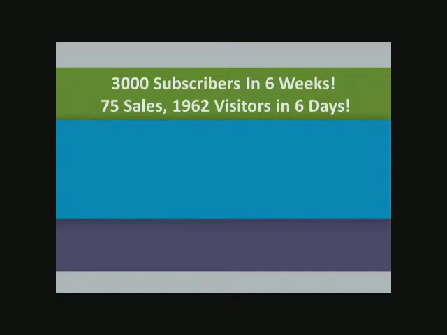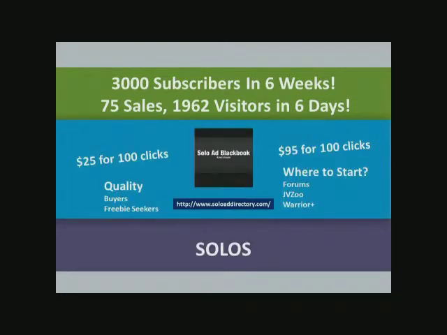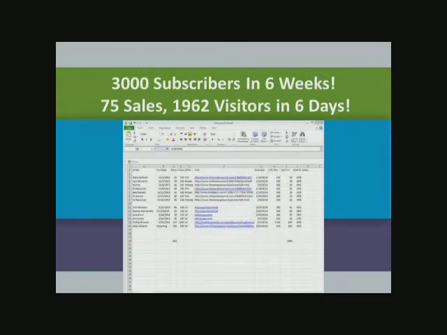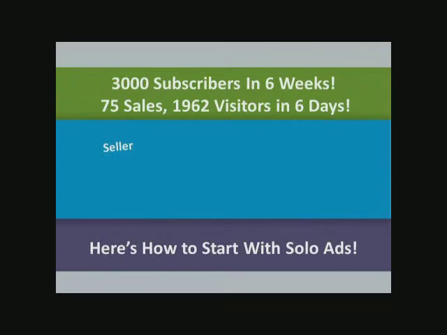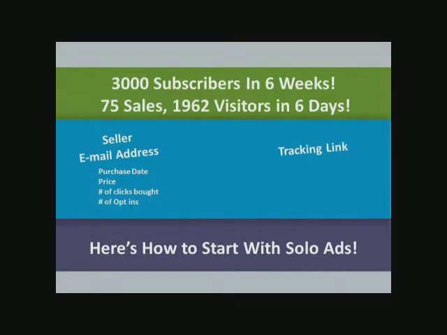You need to buy a few of them from a few different sources and see which ones respond the best to your offer. That's very important. You need to keep track of it all. You need a spreadsheet, and I've given you a link to the spreadsheet that I use. You want to record the names and the email addresses and how much the solo ads are costing and how many clicks you're buying and how many opt-ins that you get as a result of this solo ad. All this is valuable information.